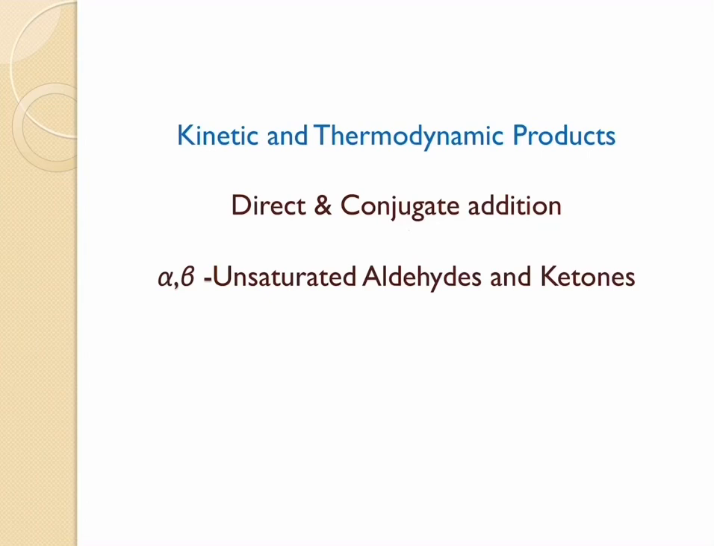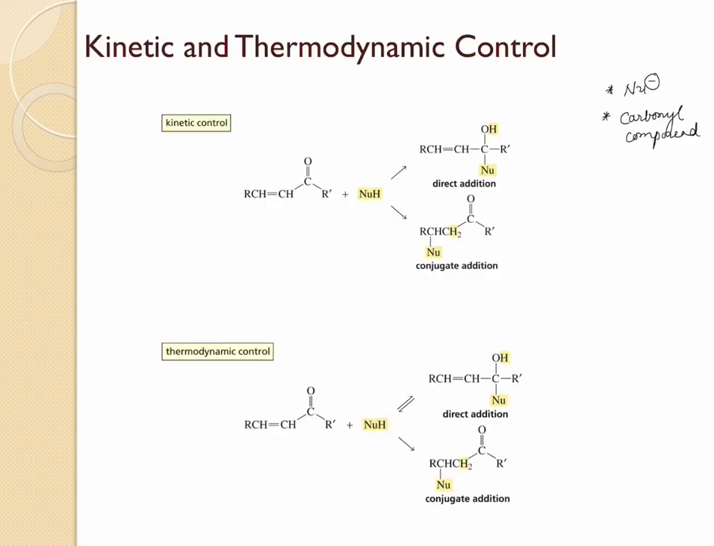Kinetic and thermodynamic products in the nucleophilic addition of alpha-beta unsaturated aldehydes and ketones. When you have two competing reactions, and if both the reactions are irreversible, like what you see in this case, direct addition and conjugate addition, in that case, the reaction will be kinetically controlled, which means the product that is formed faster is going to be the major product.